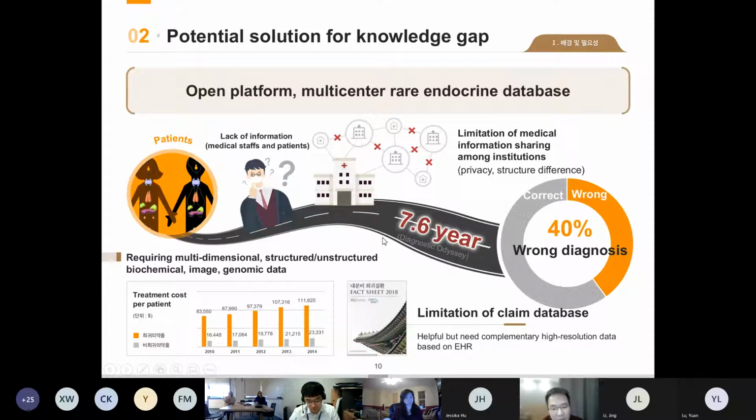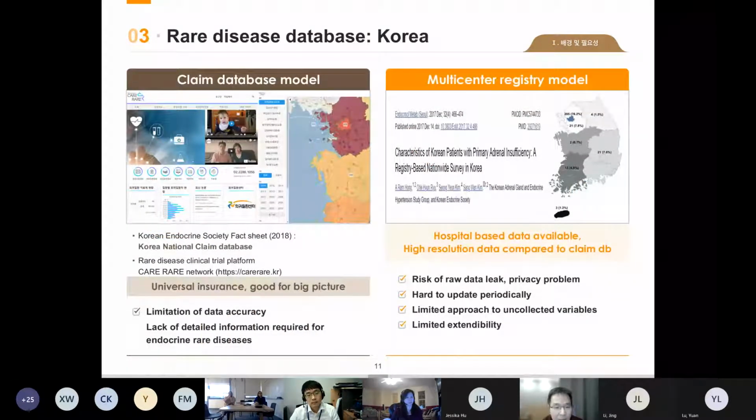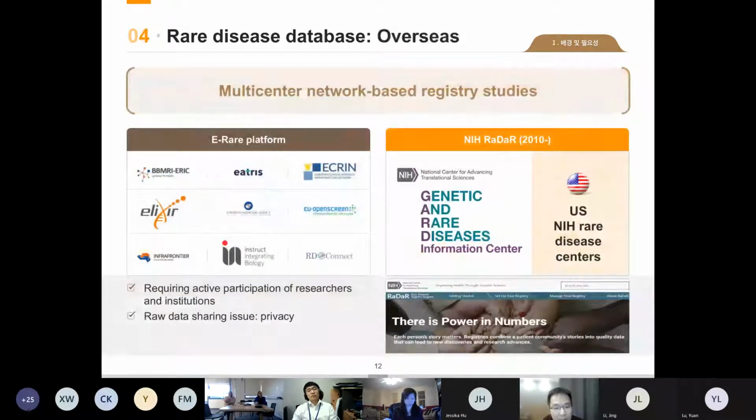So obviously, traditional approaches provided valuable information, however, they have their own limitations. In Europe or the US, they also use similar approaches, but the multi-center registry model had its own limitations, like risk of raw data leaking, privacy problems, difficulty updating periodically, or limited extendability. Once it's constructed, it's hard to update regularly without the effort of many people. Multi-center network-based registries have similar limitations, though also useful.